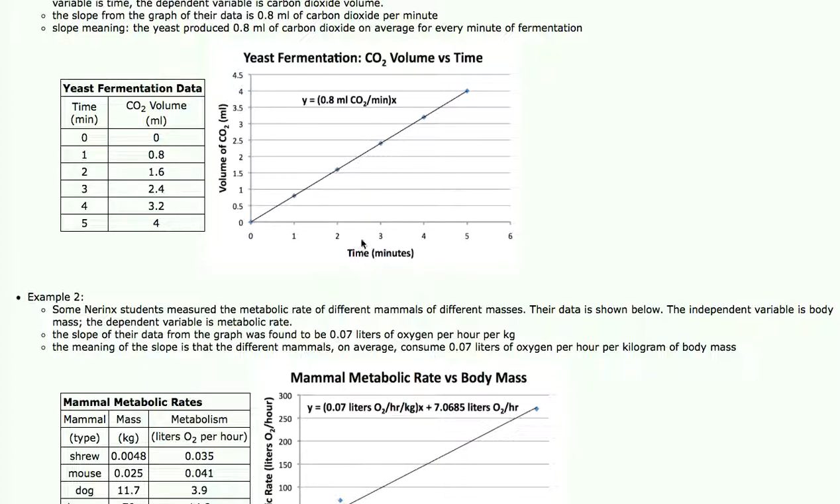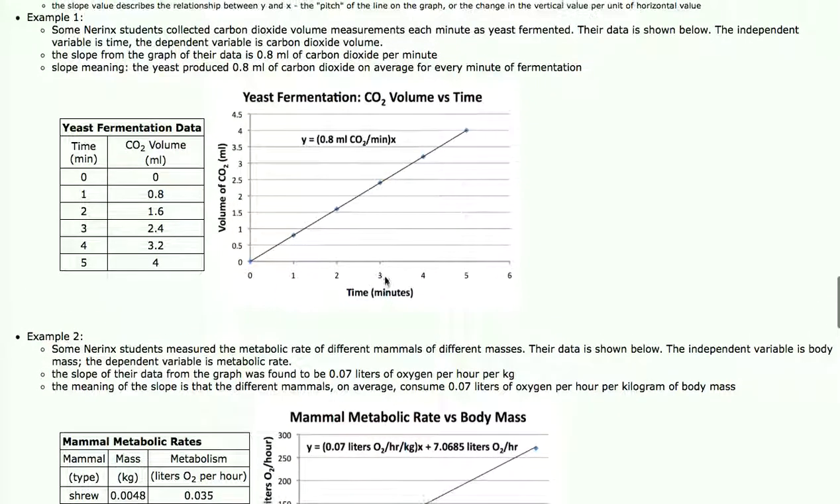And then here we have a graph. You'll notice the y-axis is labeled with units, and the x-axis is labeled with units. And there's a full title, and it shows the y versus x relationship. You'll notice the points are actually here, and there is a trend line among the points, and it happens to go through all of them. And then the equation is displayed, y equals 0.8 mL of carbon dioxide per minute times x. It's y equals kx. This is k right here, 0.8 mL. That's the slope of the line.